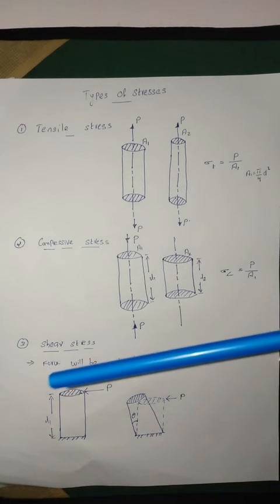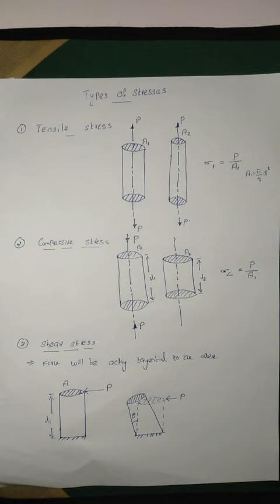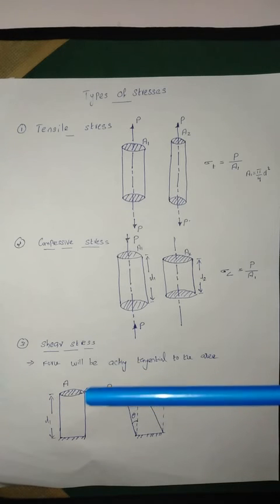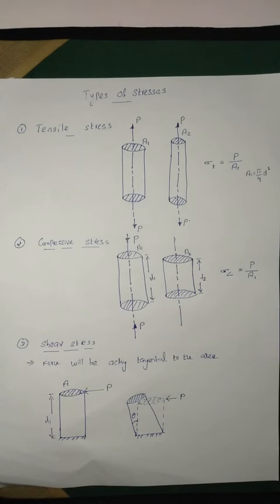But in the case of shear stress, the force acts tangential to the area. That is the difference between the first two types of stresses and shear stress. Here a circular beam is fixed at the bottom, having a length of L1 and area of A. A load P is applied on the upper face of the beam in the tangential direction. As a result, a tangential stress or shear stress is developed inside the material.